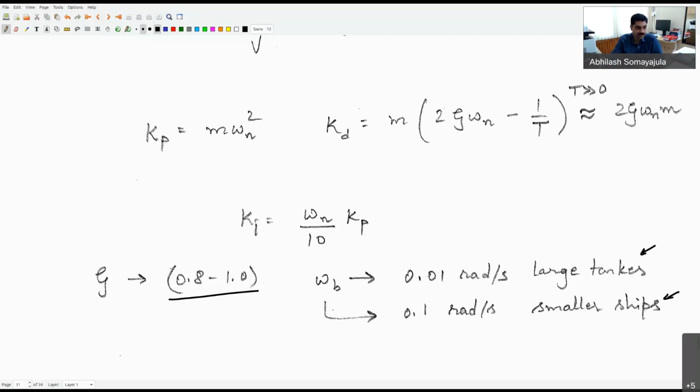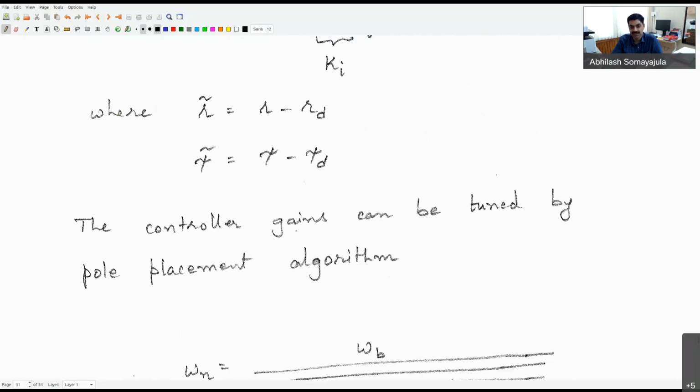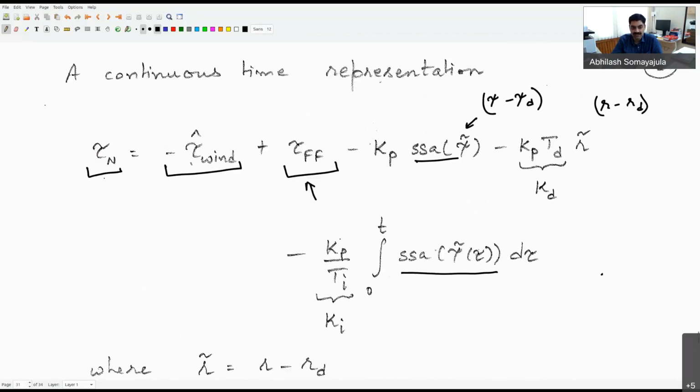Okay, so with that caveat in mind, we can see that omega b, or this bandwidth value, is what we play around with in order to determine these gains, and then those gains are basically giving me the control law, and that will try to compensate for my heading angles. Is everybody with me so far?